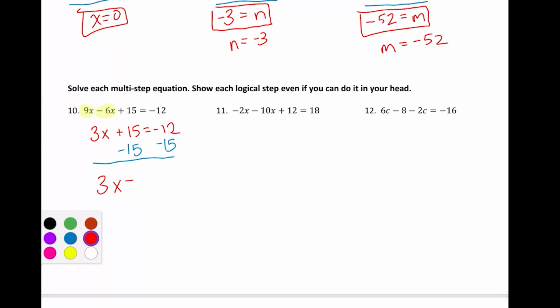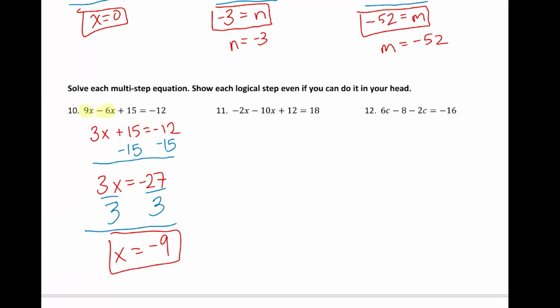which will be 3x equals negative 27. Then I can divide both sides by 3 and get x equals negative 27 divided by 3. Sorry, I typed in the wrong thing. Divided by 3 is negative 9. Oh, I should have known that one.